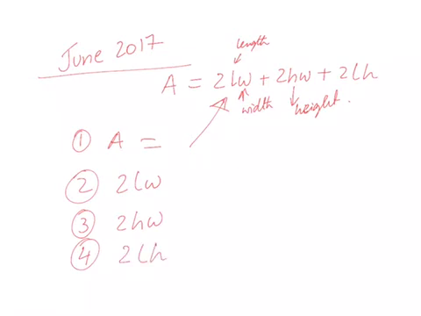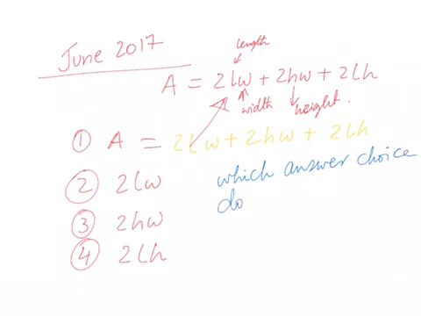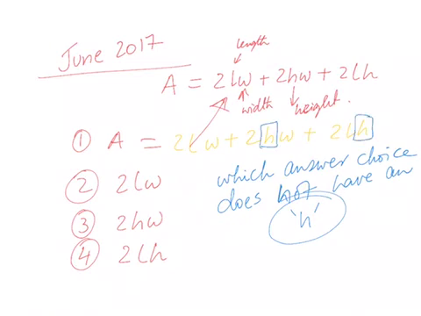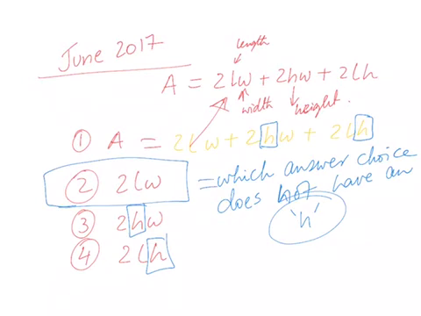So let's plug in this formula right here. What their question is, which answer choice does not have an H? So wherever you don't see an H, that's our answer. We have an H, we have an H, we have an H, we have an H. Which one does not have an H? Answer choice 2. Right? So answer 2 is the one.